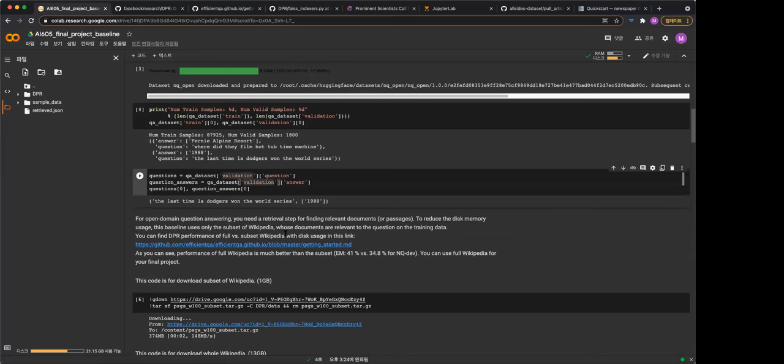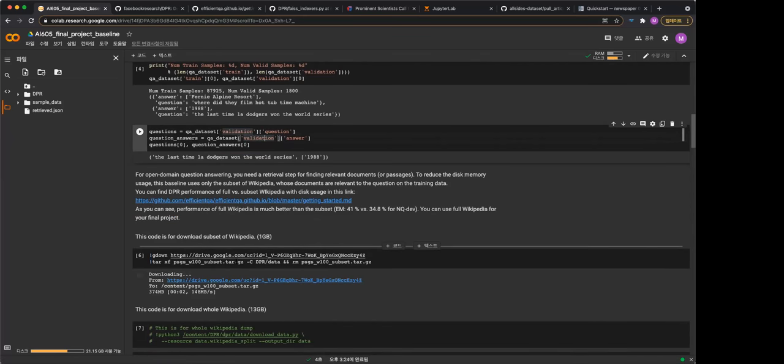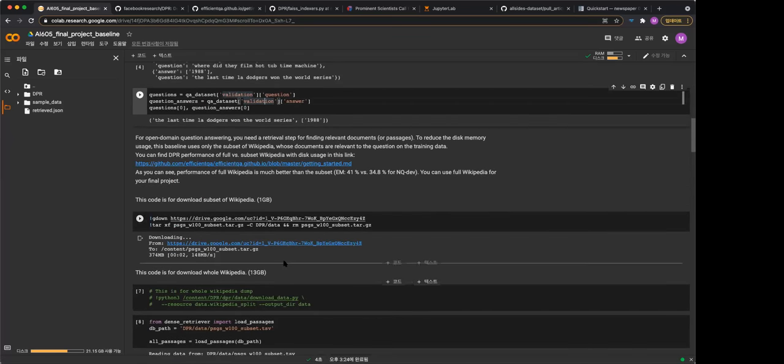Yeah, we can load the data sets like this. And I think this is a little tricky part because this is open domain question answering. You need a Wikipedia corpus to retrieve or search the relevant passages. And I only use the subset of Wikipedia, because the subset is just 1 gigabyte, but the whole Wikipedia is 13 gigabytes. When you download this 13 gigabytes on Colab, some problems happen. So I just use 1 gigabyte, and you can download this file with this link.